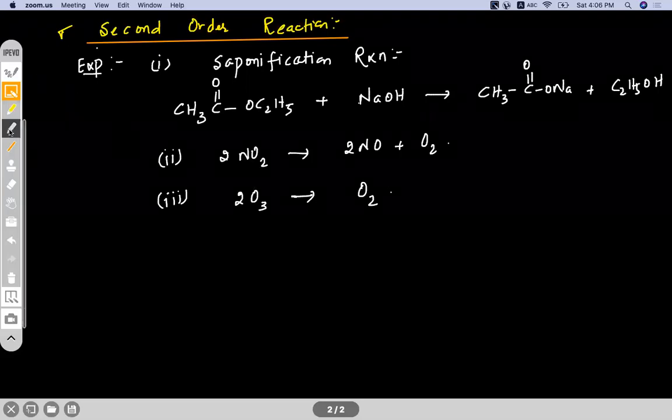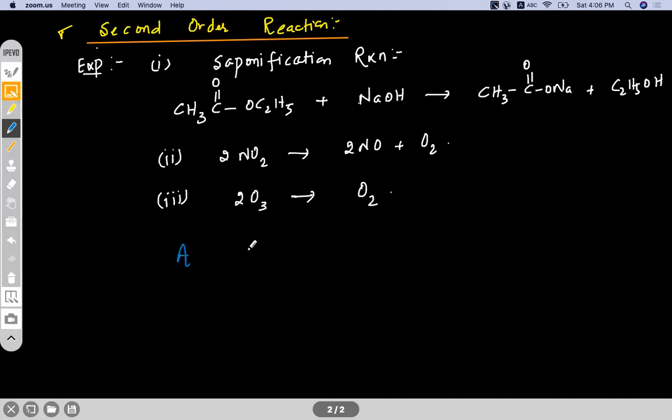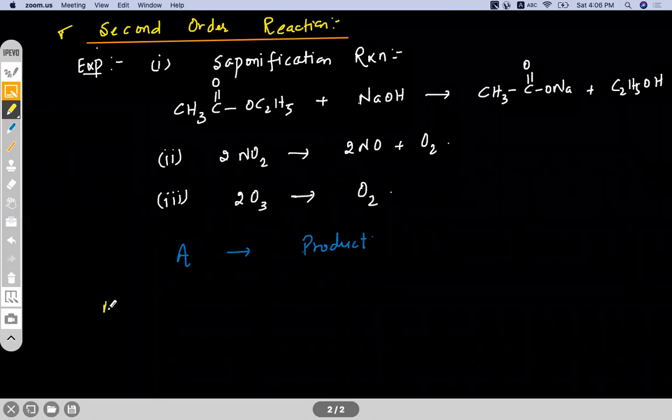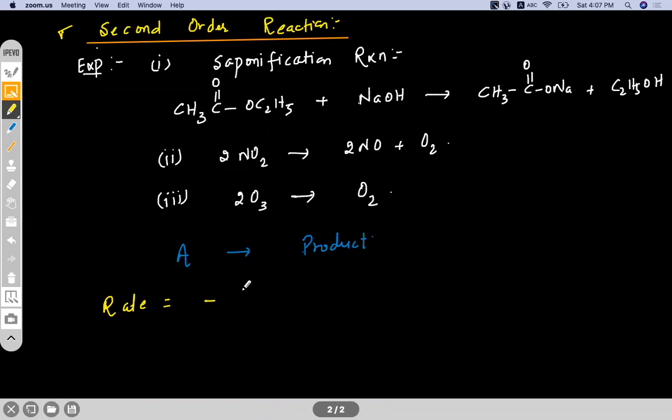Now I am assuming a reaction here, and the reaction is a reactant A gives product. Second order reaction we are assuming. So the rate expression would be what? The rate expression for this equals minus d concentration of A by dt is equal to the rate constant K into concentration of A square, since we have assumed that the reaction is of second order.